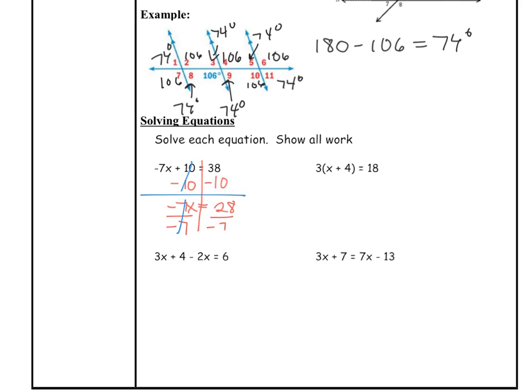That cancels out, and 28 divided by negative 7 would give me negative 4. So that's my final answer.